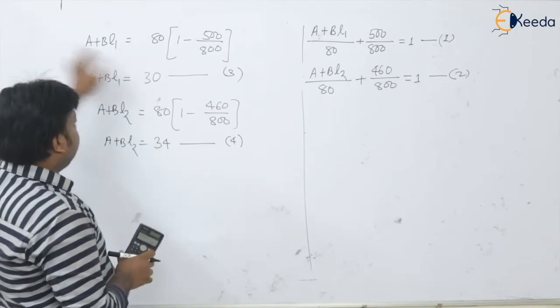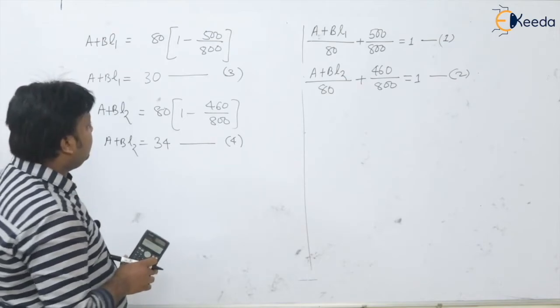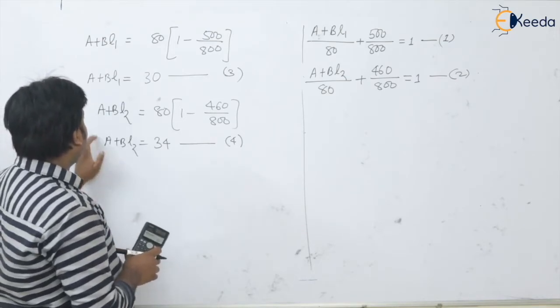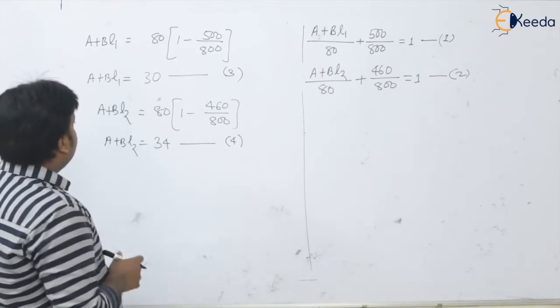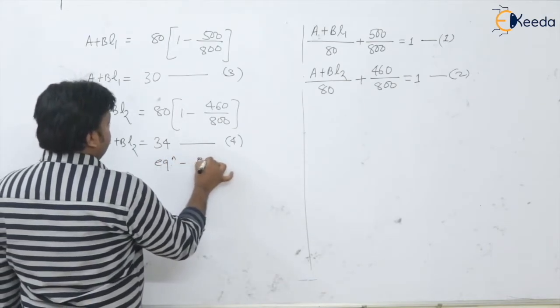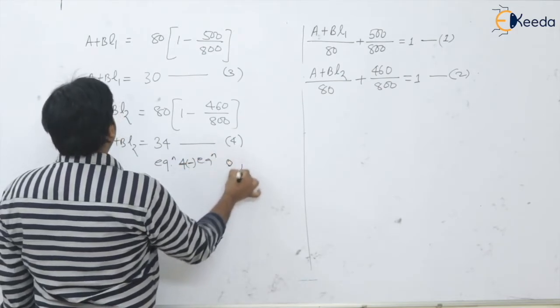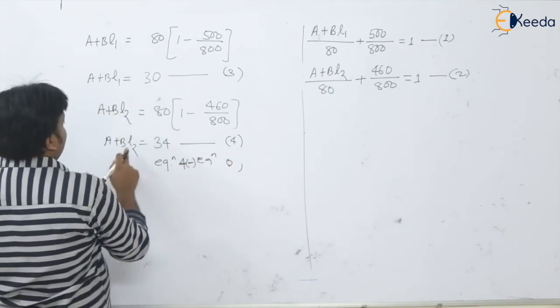So equations 3 and 4 are simultaneous equations with the two variables we have here, A and B. Please solve for A and B. So let us say equation 4 minus equation 3. So A minus A is 0.